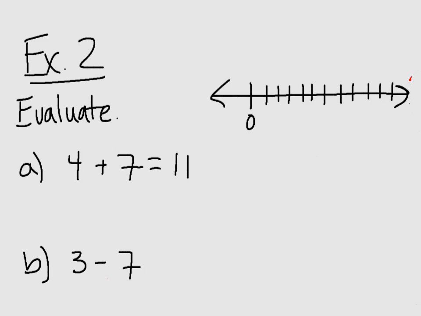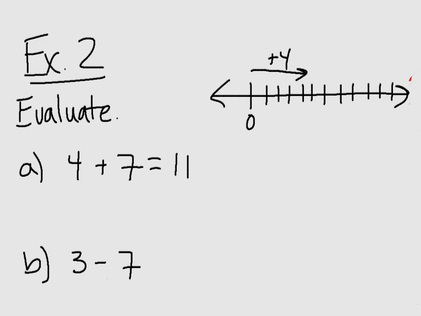So like here, if I have 4, that means starting with 0, I'm adding 4. So I go positive 4 this way. There should be a pointer. Nope, guess not.